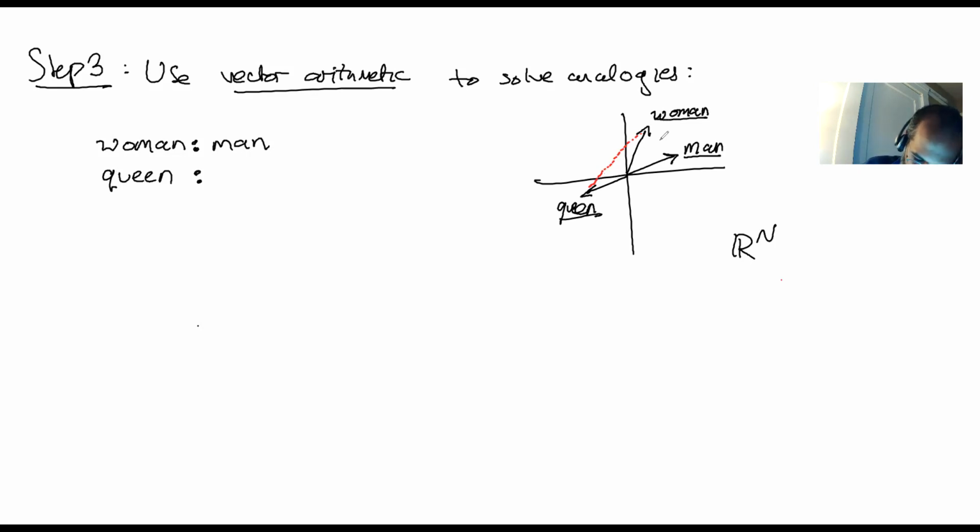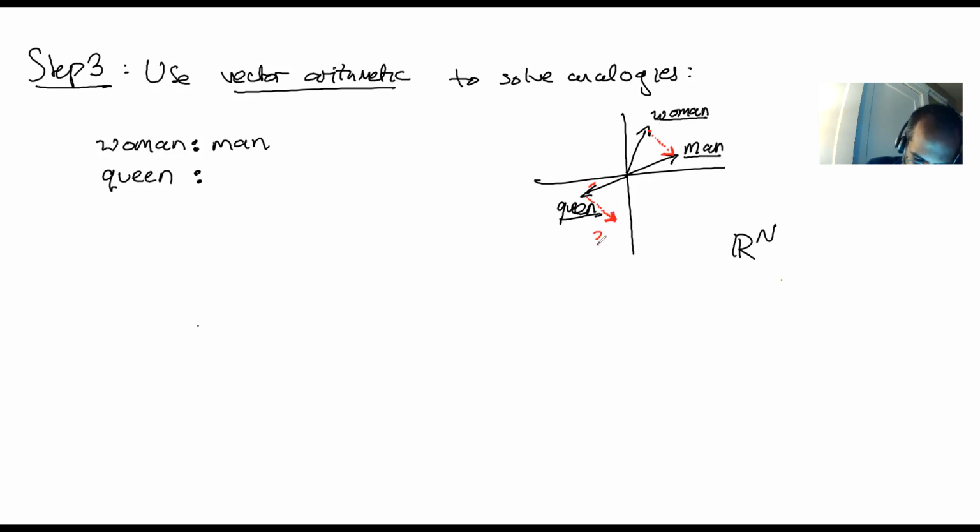Oh, sorry. I was interested in the relationship between, I guess, woman and man rather than woman and queen. So I'm interested in woman as to man. And so I'm just going to imagine that the relationship between these vectors is another vector, which is the difference. So let's say it's man minus woman. And if I believe that queen should have the same relationship to whatever the solution of this analogy is, it should just be queen plus the same difference.